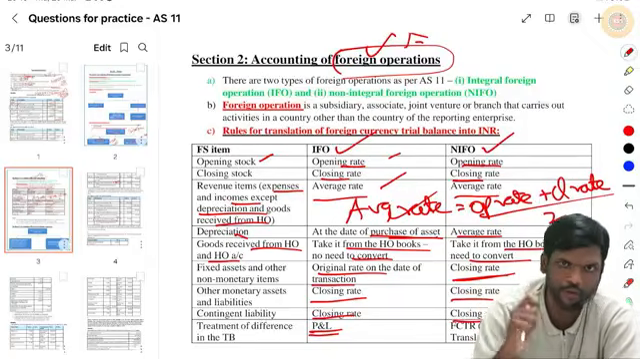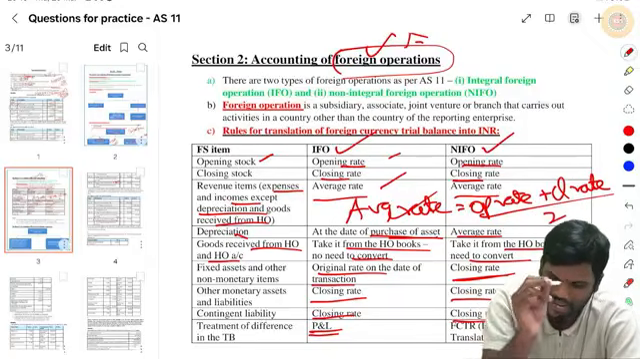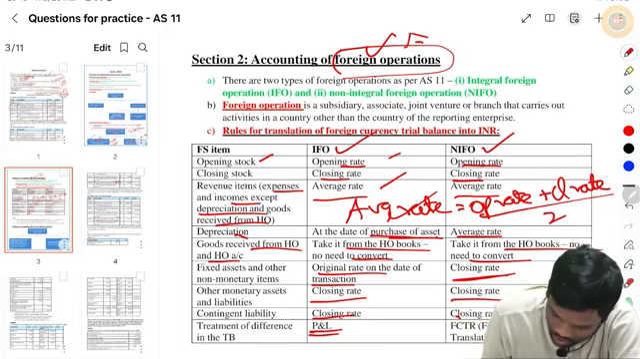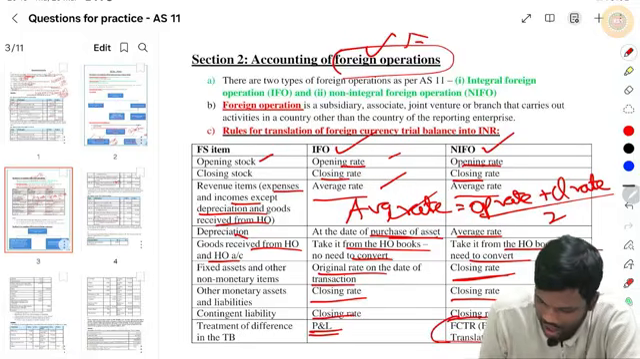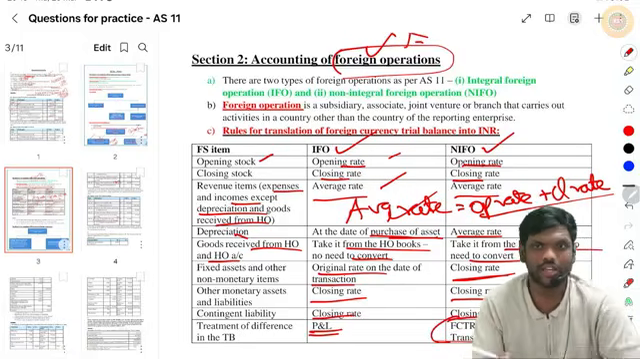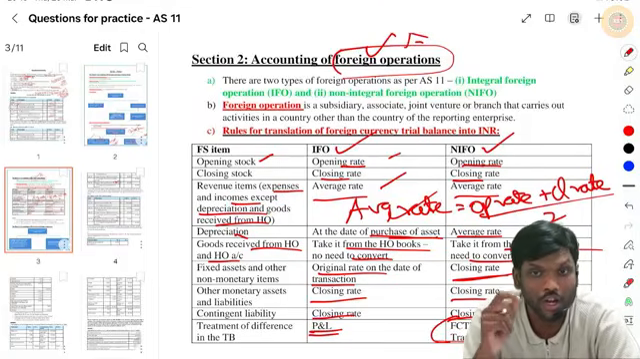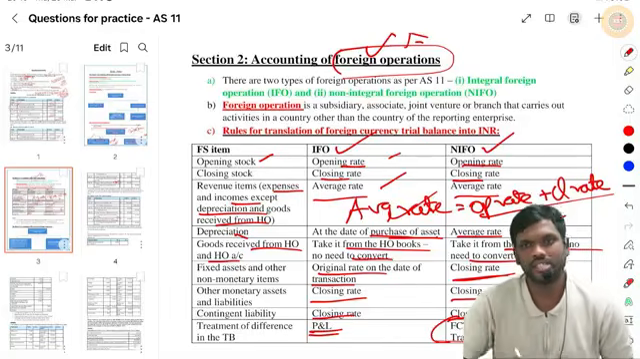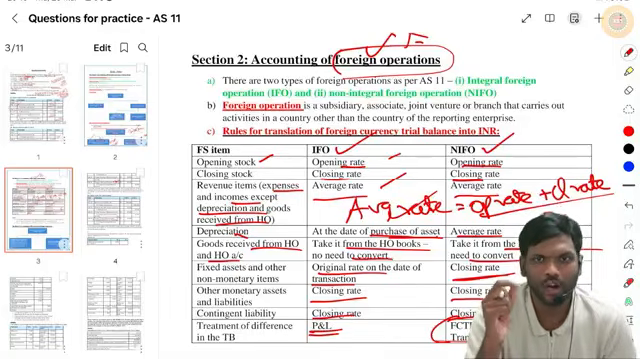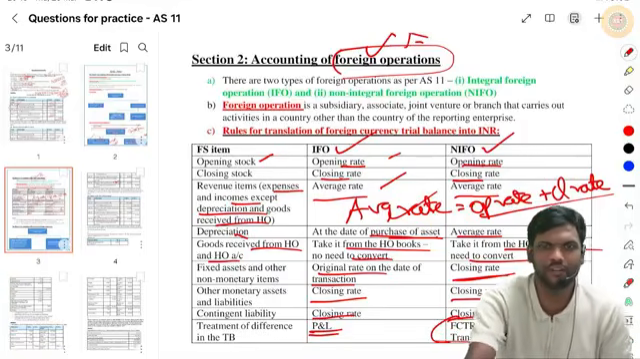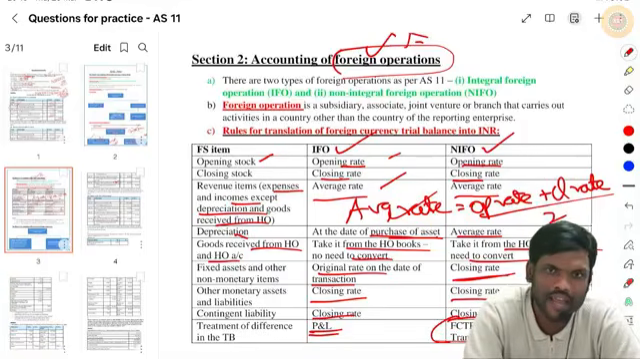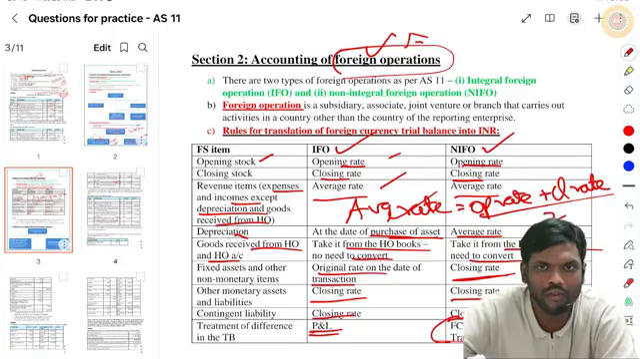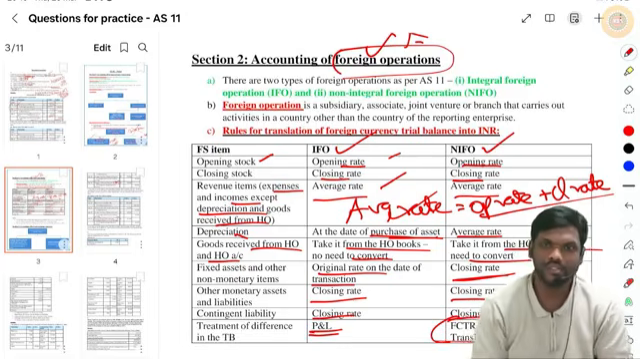But if it is NIFO, it should not be taken to P&L, but it should be taken to a separate reserve called FCTR, foreign currency translation reserve. Remember, this comes only in the case of non-integral foreign operations, not in the case of integral foreign operations. Integral foreign operation, which is IFO, whatever foreign exchange gain or loss is coming as a difference in the trial balance, that will be taken to P&L. If it is NIFO, it will be taken to a separate reserve called FCTR, foreign currency translation reserve.